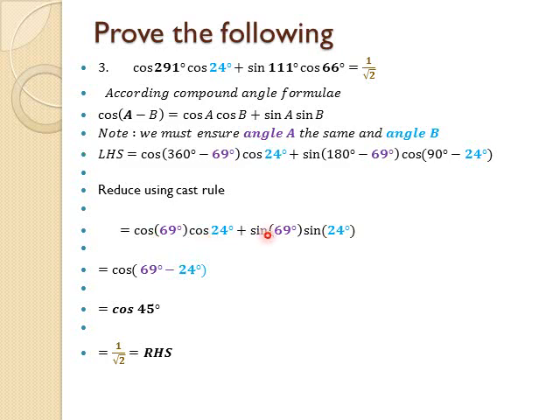So now I have cos cos, sine sine. I can reduce it and it becomes 69 minus 24, which then gives me the cos of 45 degrees. And that there again is 1 over square root 2. So now my right hand side and my left hand side are the same.